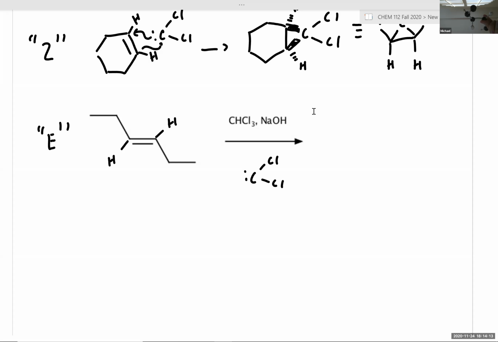Arbitrarily, let's just draw the attack from the top face. So we're attacking from the top face. Does everyone see that? We're attacking from the top face. Okay, so this attack occurs with syn stereochemical outcome.